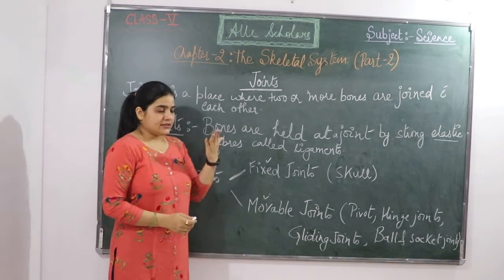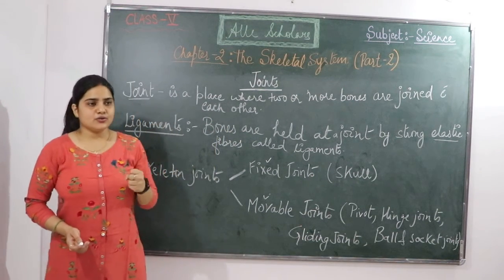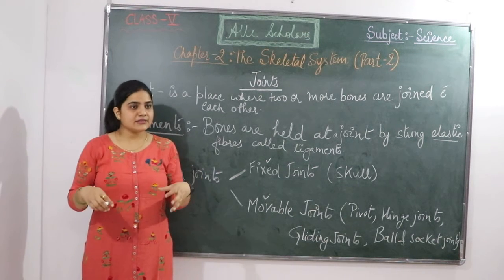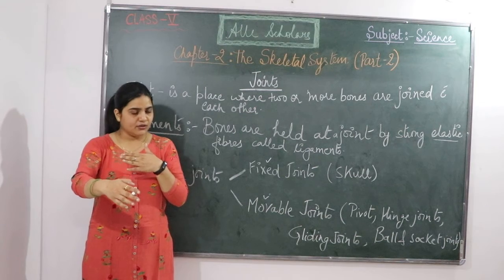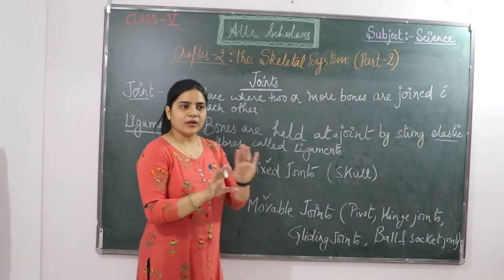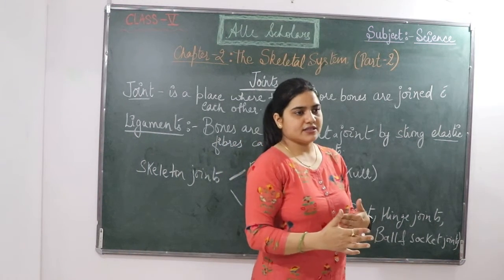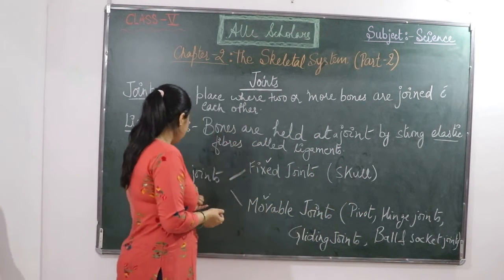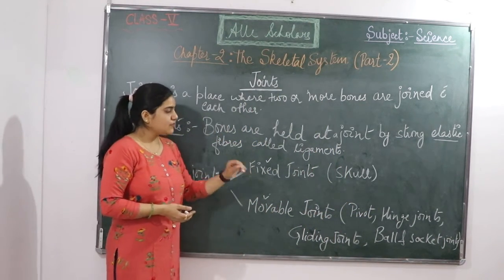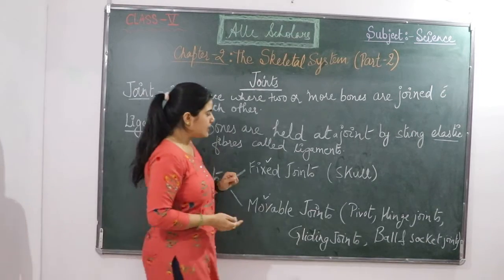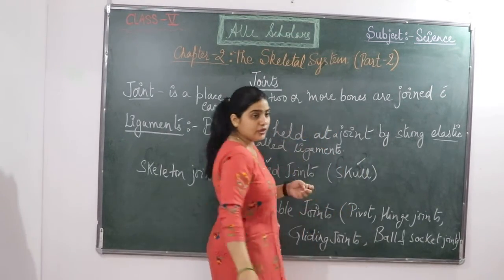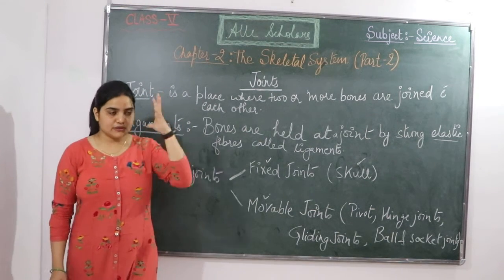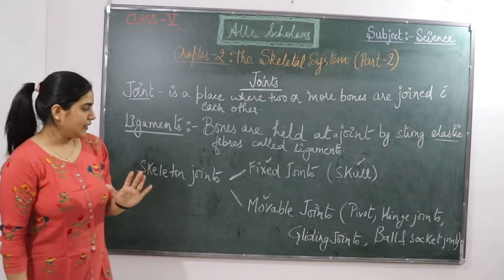Okay? For example, in your class also you must be seeing that there are two types of chairs. Some are fixed chairs and some chairs are movable. So some chairs are fixed, you cannot move the chair and the desk, but in some cases it is movable. Similarly, in the case of joints there are two types. The fixed one we cannot move. The example is the skull joint. Okay, so we have studied the skull skeleton and skull joint. It is a fixed joint.